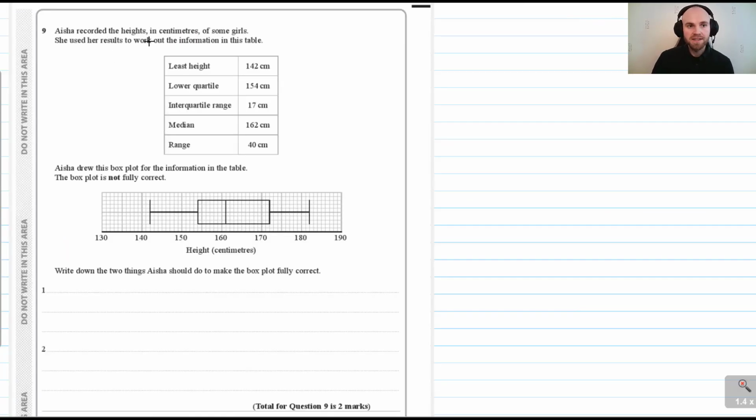Question 9. Aisha recorded the heights in centimeters of some girls. She used her results to work out the information in this table, which we have here. Aisha drew this box plot for the information in the table. The box plot is not fully correct. And we have this box plot here, we have the table here. Write down the 2 things Aisha should do to make the box plot fully correct.